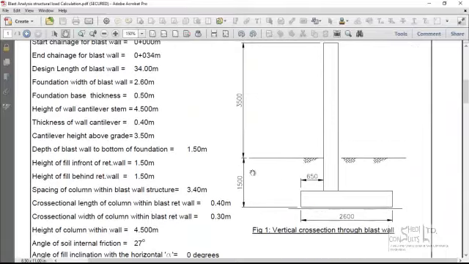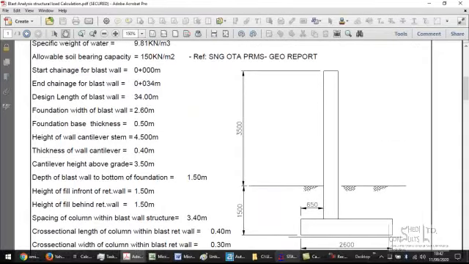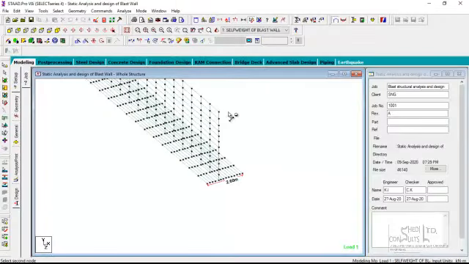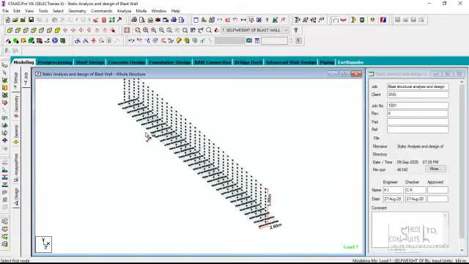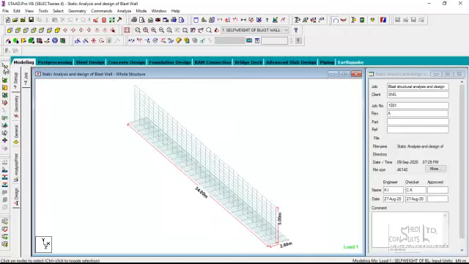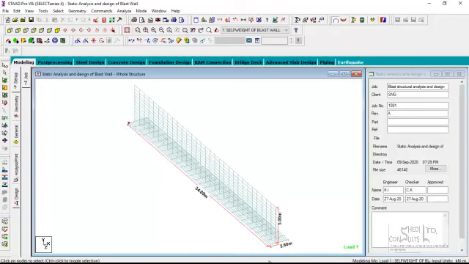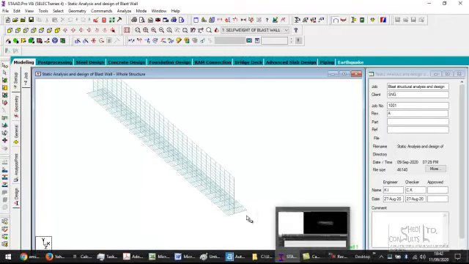It's 2.6. The total height is about 5 meters. The height of the stem is about 5 meters. When we subtract the thickness of the base, you have it less than 5 meters. And I said the length of the blast wall is about 34 meters, starting at chainage 0. You can see the coordinates are 0, 0, 0. So this is the dimensional information of the blast wall.